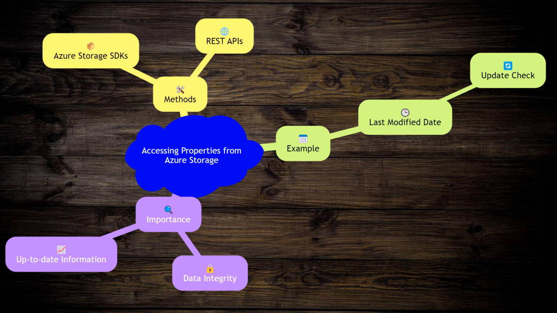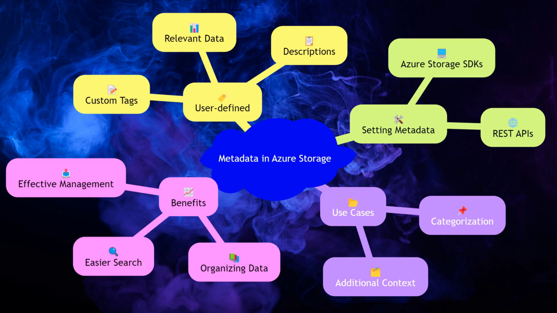Retrieving properties from Azure Storage allows you to access system-defined attributes of storage objects. This can be done using Azure Storage SDKs or REST APIs. For instance, you can retrieve the last modified date of a blob to determine if it needs to be updated. Accessing these properties is crucial for maintaining data integrity and ensuring that your applications are working with the most up-to-date information.